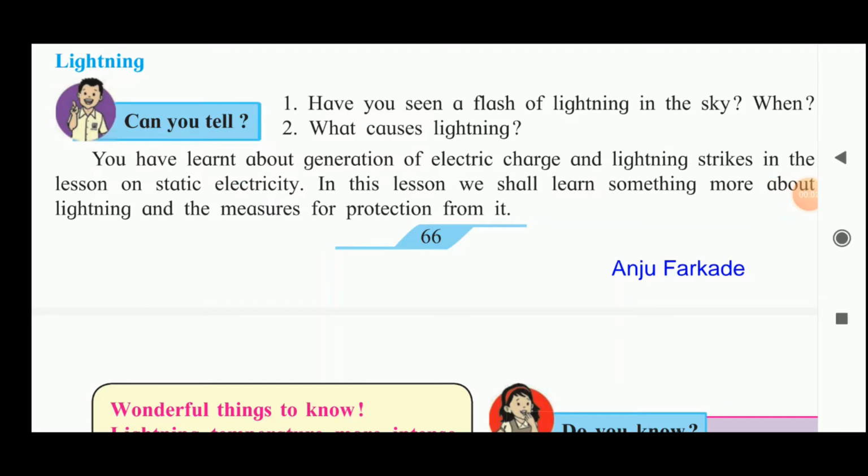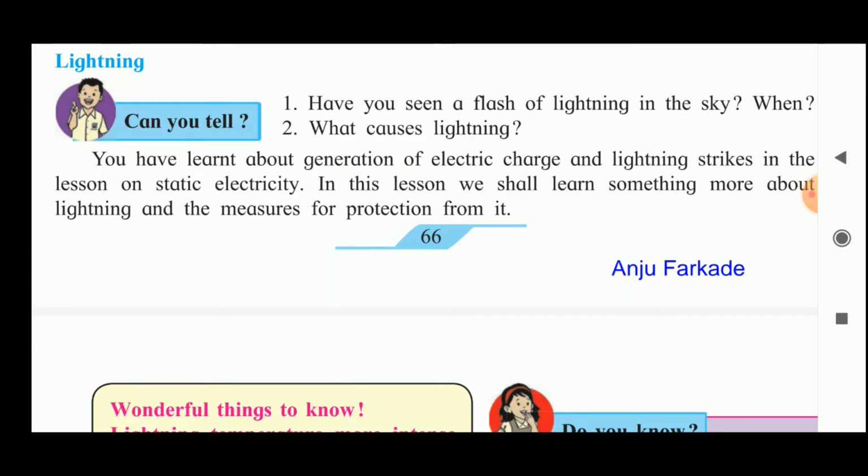Good morning, children. Let us see now the next disaster, that is lightning. Now, have you seen a flash of lightning in the sky? The answer must be yes only. And when do we see it? Normally, we see it in the rainy season.